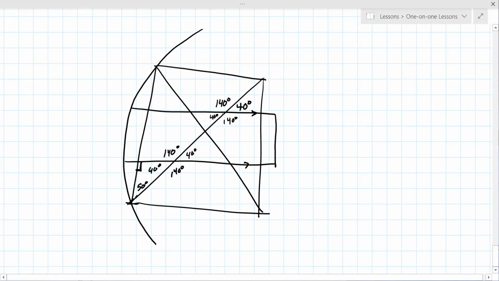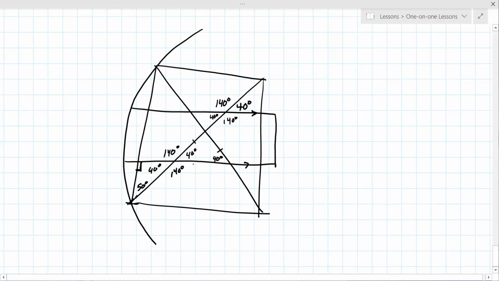And then let's go up to, let's say that these two sides are the same. That means that this is an isosceles triangle here. So if it's an isosceles triangle, that means that this is also 40 degrees. Is that okay?